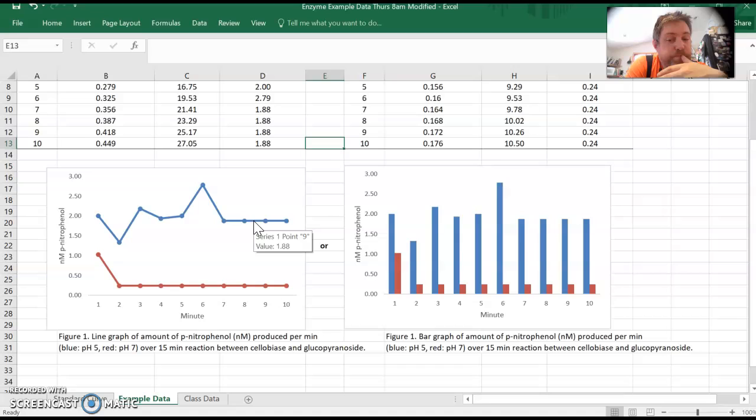Now, with line graphs, usually what we're trying to show is that we were taking data continuously. So line graphs show a trend over time. In this case, because we're doing a timed series, we can get away with it, because that time series is just snapshots of that continuous line. What we can see is that our pH 5 overall has a much higher level of activity. It's producing more p-nitrophenol per minute than our pH 7, right? And from what we know about this enzyme, that's how things should have worked.